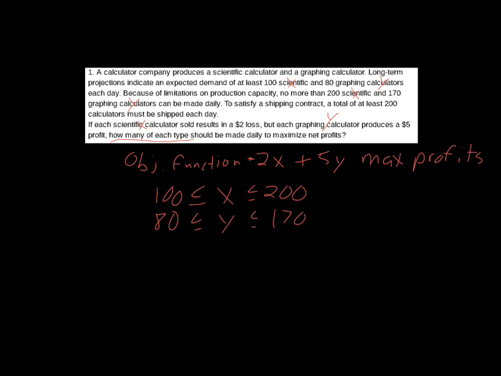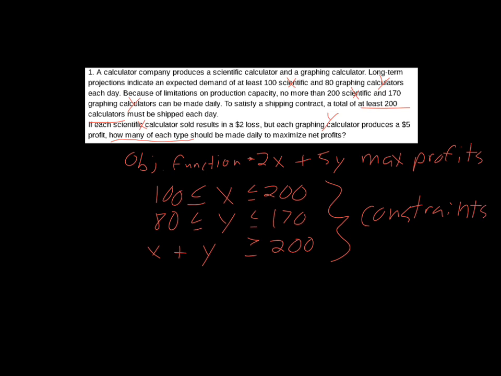Now there's one more constraint, a total of at least 200 calculators. At least should make you think greater than or equal to. What is the thing that's going to be greater than or equal to? Well, we are shipping X number of scientific calculators and Y number of graphing calculators, and some combination of those has to be at least 200 to ship each day. These are now going to be the constraints. And these are what we are going to be graphing.